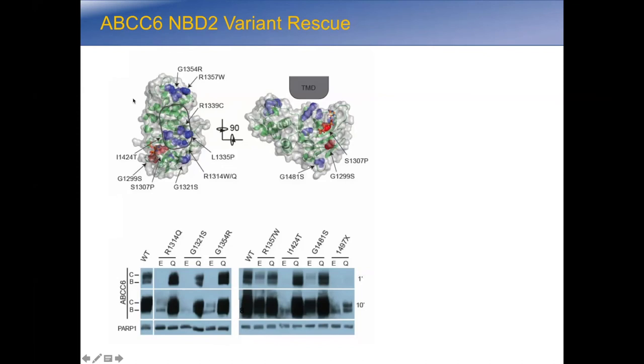Which is really good news, because while each of these individual alleles is fairly rare in PXE, in aggregate a significant fraction of the PXE population has missense alleles in NBD2, and almost all of them, not all of them, but almost all of them respond to this mechanism. Meaning if we could find a small molecule or a drug that had a similar effect and could glue the two nucleotide binding domains together during protein biosynthesis, we could potentially restore the trafficking and biosynthesis of a large number of the alleles in NBD2.